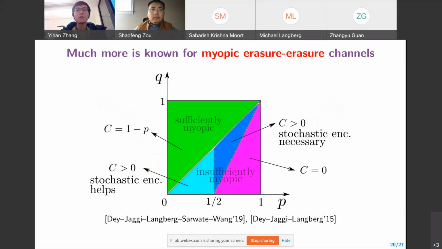And the landscape of the theory looks like this. A lot of things are known, but of course, just because this converges to the omniscient model at the end of the day, there's no hope to characterize everything, but we already know quite a lot of this. Okay, so that's the myopic story.